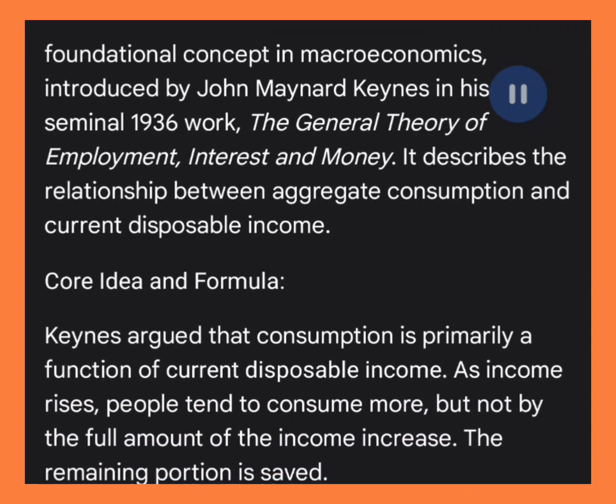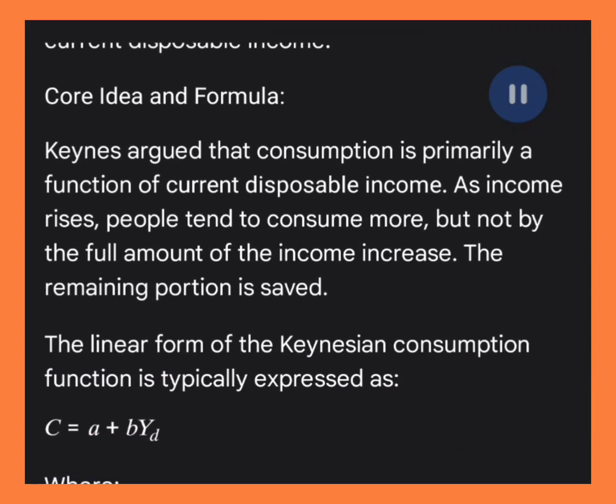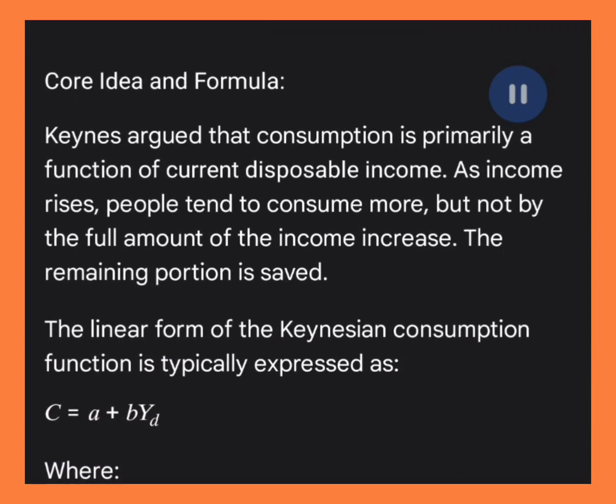Keynes argued that consumption is primarily a function of current disposable income. As income rises, people tend to consume more, but not by the full amount of the income increase. The remaining portion is saved.